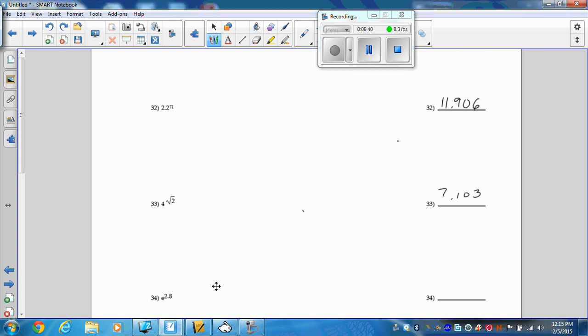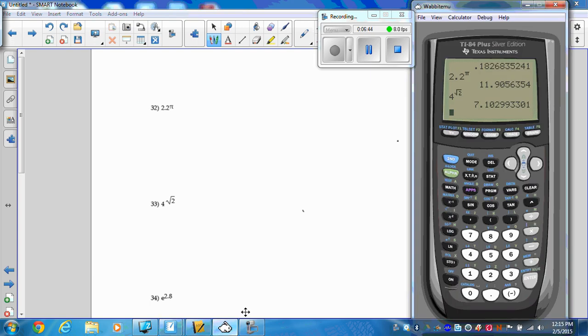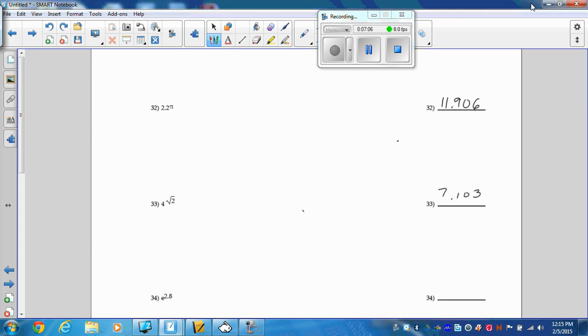34. Again, we're going to the calculator. E, second E to the 2.8. And so 3 decimal places. The fourth one is a 6, so this is going to go up to a 5. So my answer is going to be 16.445.